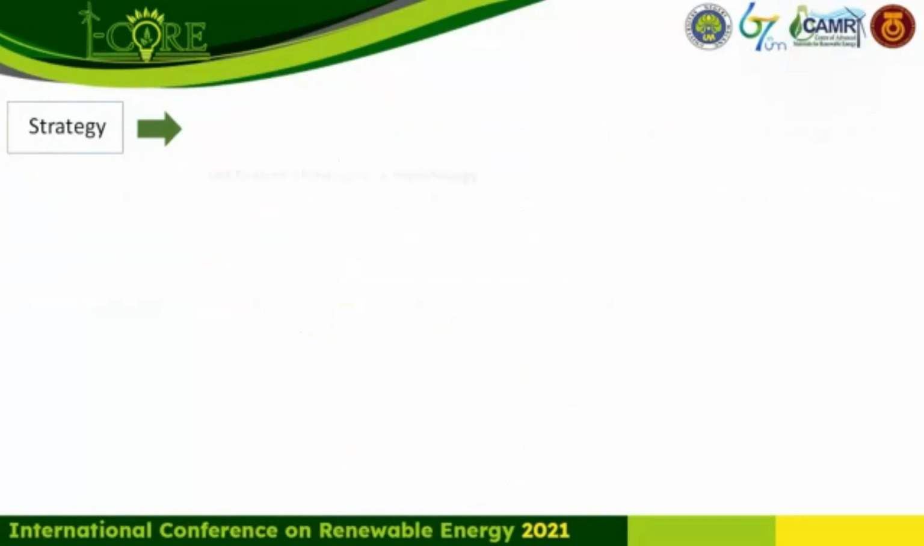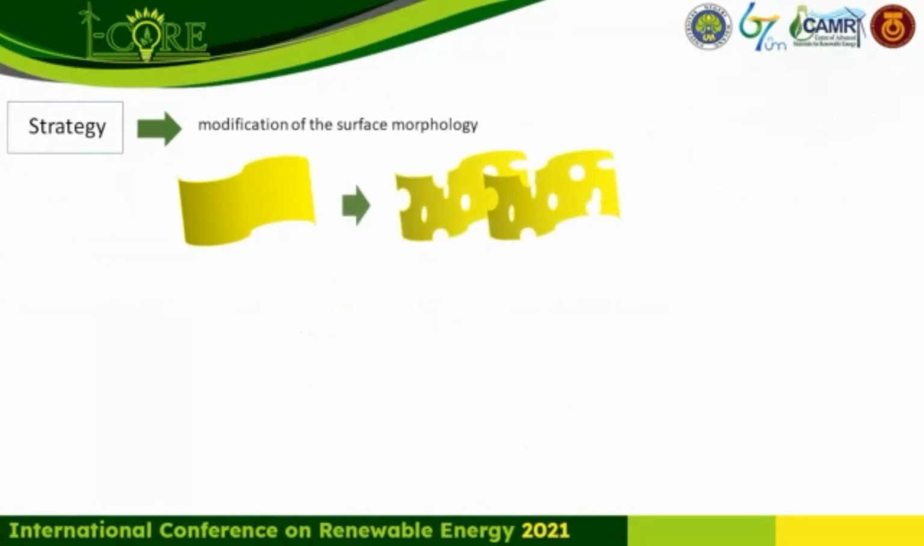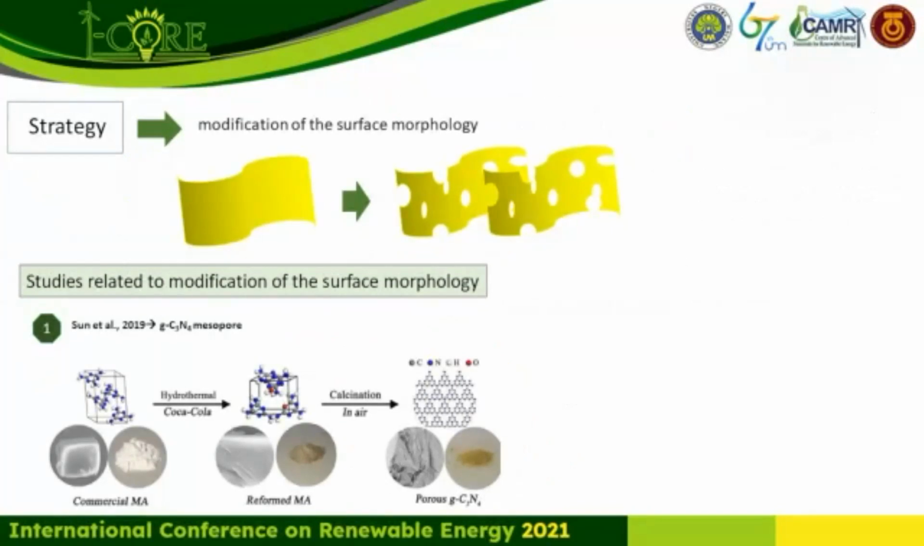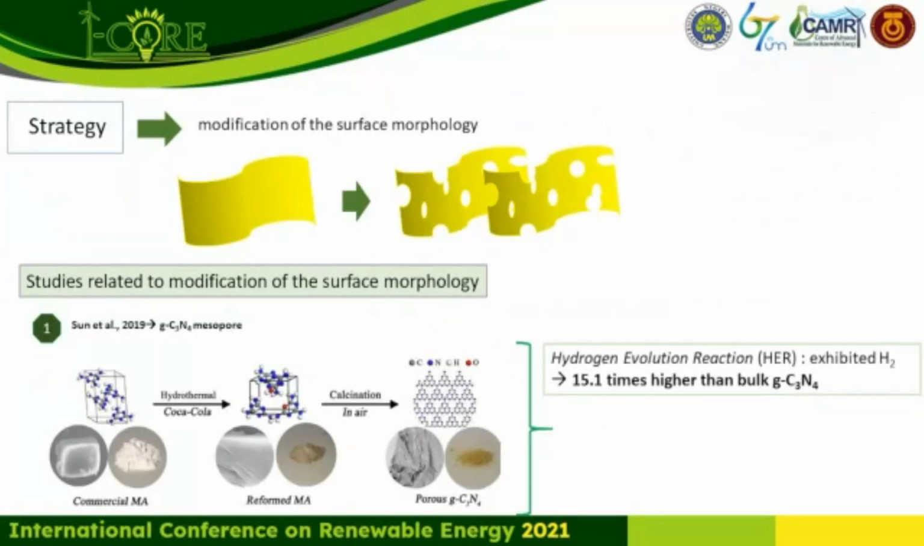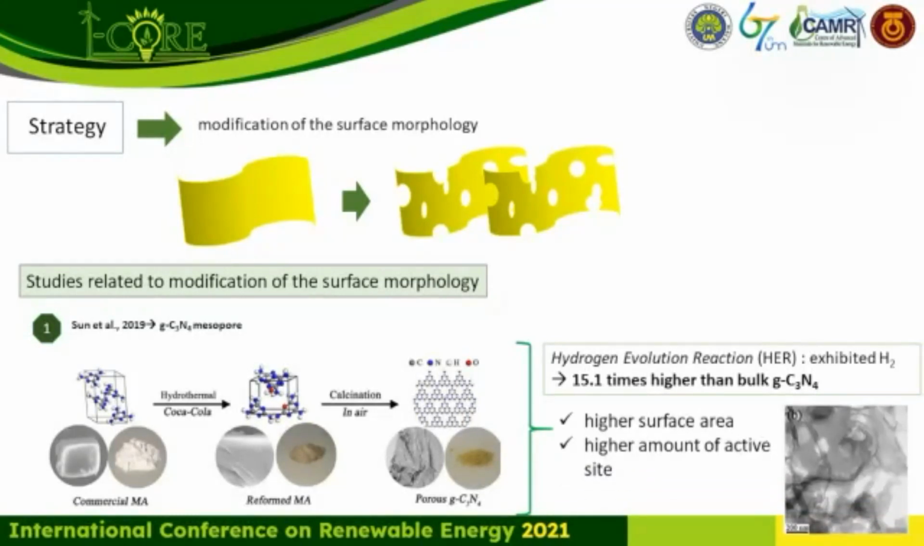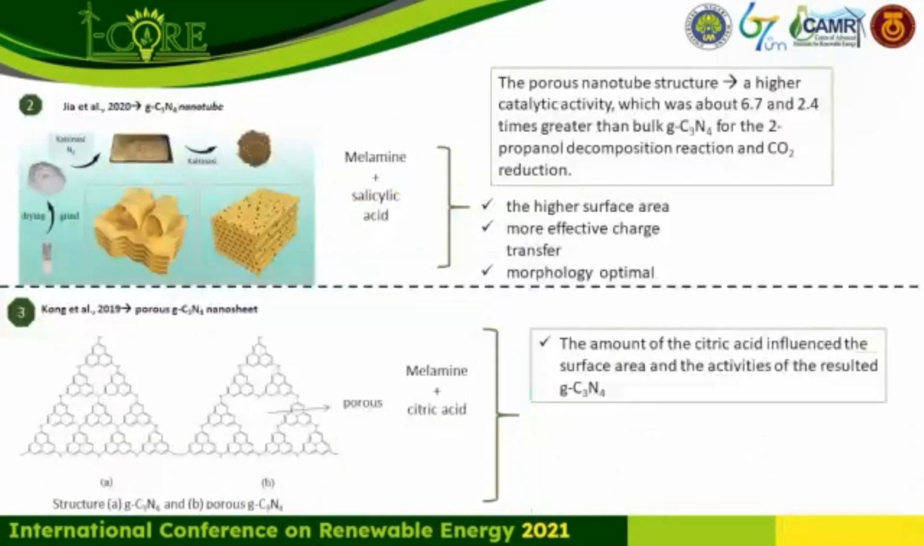So this strategy is modification of the surface morphology, from bulk graphitic carbon nitride to porous graphitic carbon nitride. Some research has reported modification of the surface morphology. One set in 2019, mesoporous graphitic carbon nitride was successfully synthesized using melamine and carbonate. Hydrogen evolution showed the mesoporous graphitic carbon nitride exhibited hydrogen generation up to 15.1 times higher than bulk graphitic carbon nitride due to its higher surface area, which provides a much higher amount of active sites.